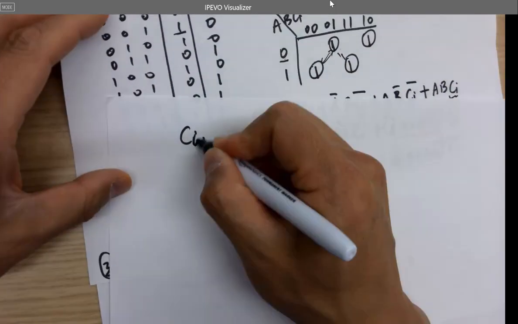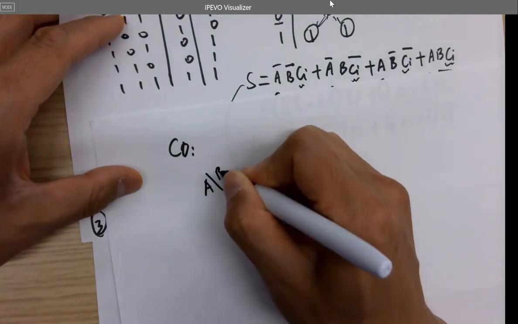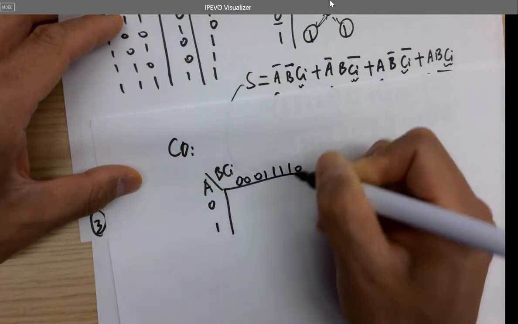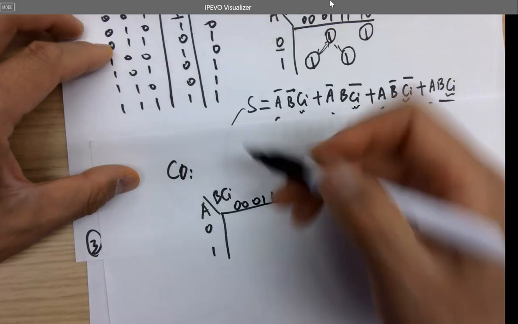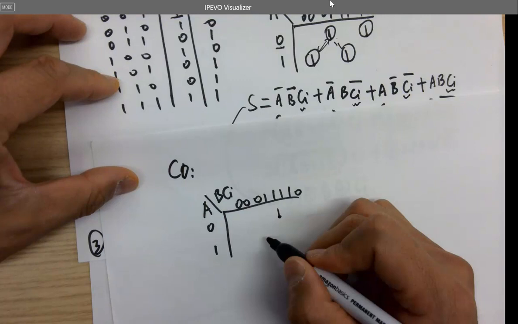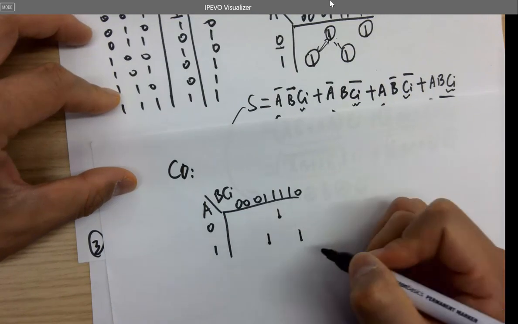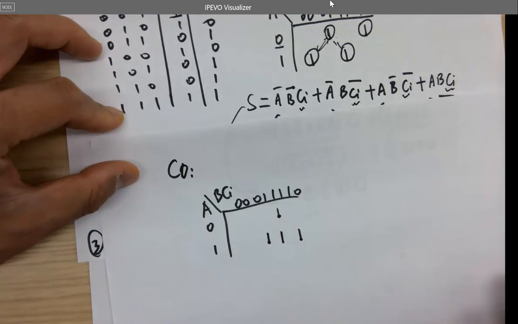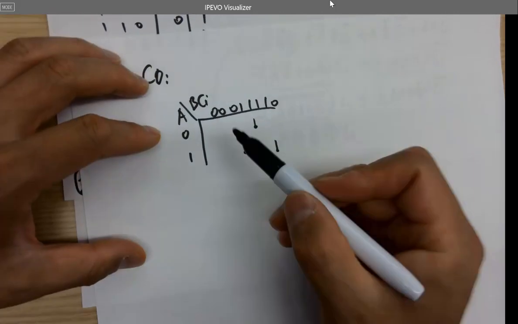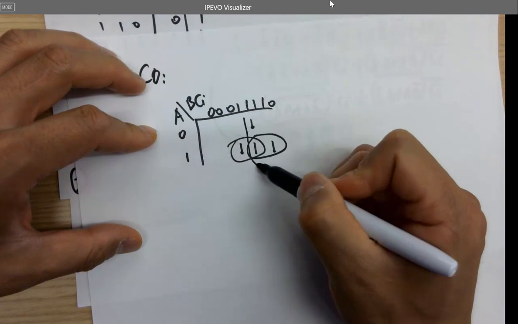Or CO, sorry, CO. Again, we still have to start with the K-map. 0, 1, 0, 0, 0, 1, 1, 1, 1, 0. 0, 1, 1. 1, 0, 1. 1, 1, 0. 1, 1, 1. Looks better. So we can do this, can do this, can do this.